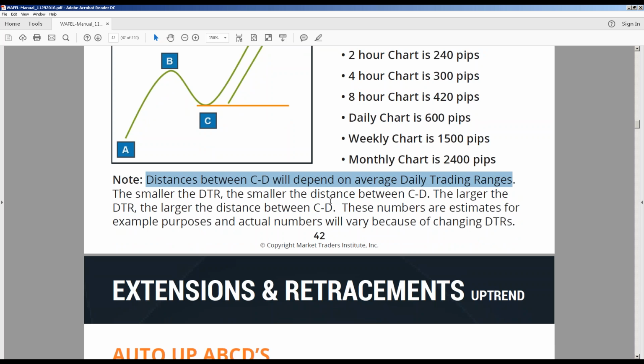The larger the daily trading range, the larger the distance between the C to the D. These numbers are estimates for example purposes, and actual numbers may vary because of the daily trading ranges. For instance, if you have a look at the euro pound, it's got a very low daily trading range. Currently it's about 60 pips. But if you have a look at some of the more volatile pairs, like the pound yen, the pound Swiss and the pound Aussie, that daily trading range can be in excess of 200 pips.